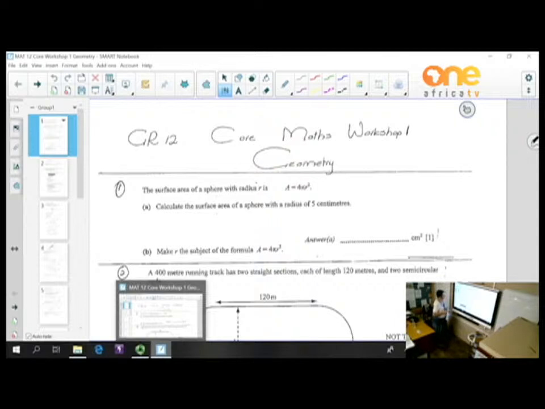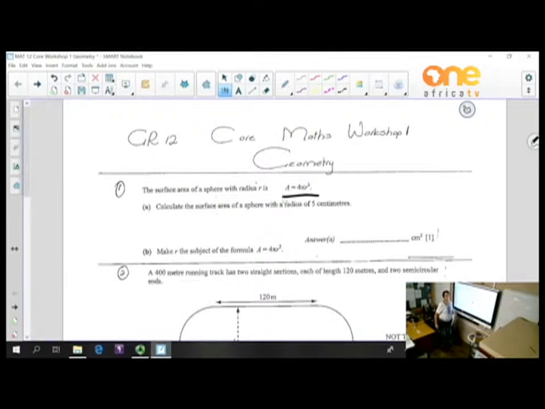The surface area of a sphere is given with this formula. So they provide you with a formula. You don't need to learn it. Calculate the surface area if the radius is 5. So I'm just going to substitute 4 pi 5 squared.